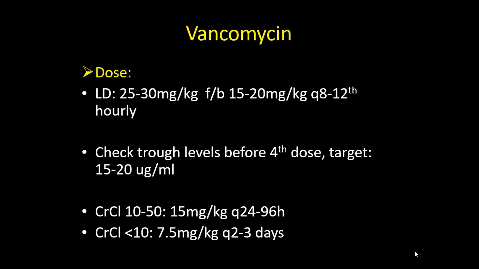Vancomycin dosage: it has to be started with a loading dose of 25 to 30 milligrams per kg. Why? As we already discussed, the concentration makes a great deal of effort in killing the bacteria, so we have to achieve the concentration early. So load every time, followed by the maintenance dosage. Check trough levels through the fourth dose, and also follow the peak levels so that you will get the area under the curve. Renal adjustment needed.